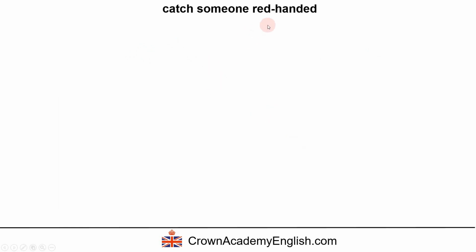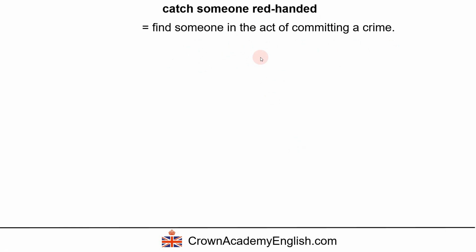To catch someone red-handed. Red-handed. So this means to find someone in the act of committing a crime. So it means you find someone right now and they are in front of us committing the crime. We are witnessing the crime. Okay, we have caught them. Okay, they cannot deny that they did the crime because we can see them in front of us right now doing the crime, committing the crime. So that's what it means, red-handed.